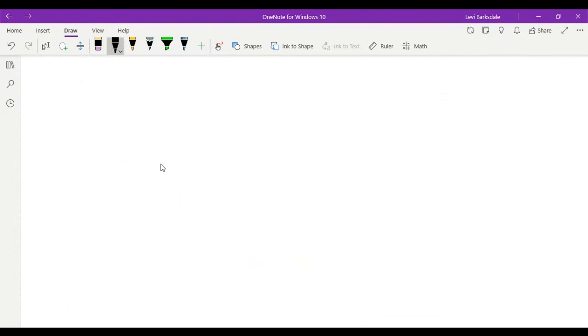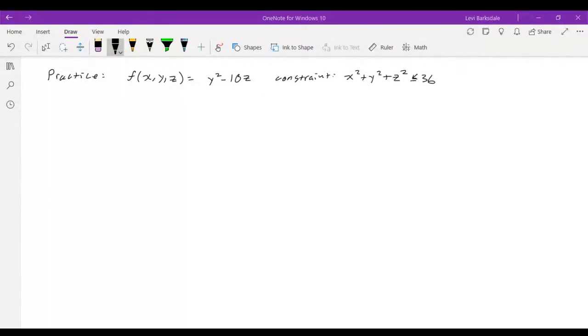All right, one practice problem for you. Find the maximums and minimums of f of x, y, z equals y squared minus 10z, given the constraint that x squared plus y squared plus z squared is less than or equal to 36. And I will give you a couple of minutes to work that out.